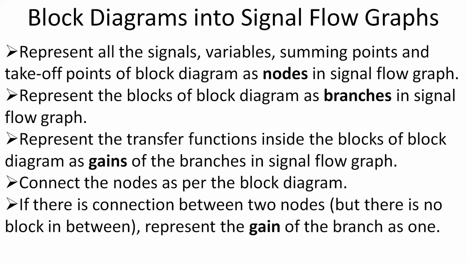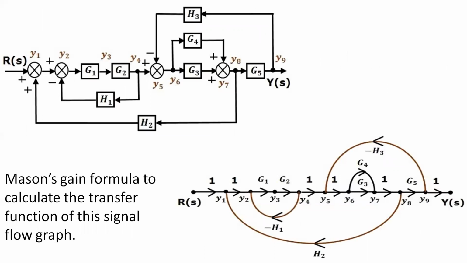If there is a connection between two nodes but no block in between, then represent the gain of that branch as 1. Between summing points and takeoff points, between input and summing point, between takeoff point and output, if there is no specific gain, you have to consider it as 1 only. And this is exactly what we have seen.